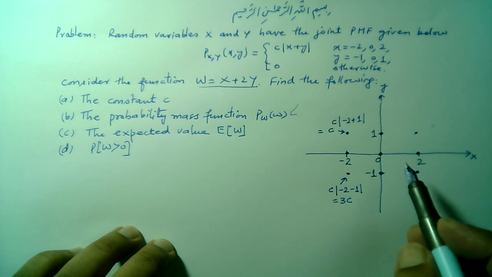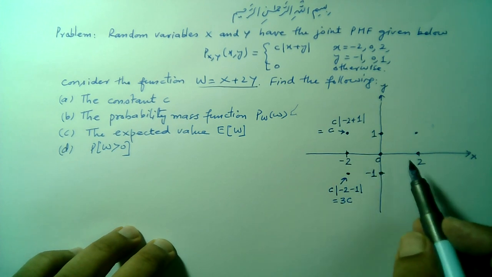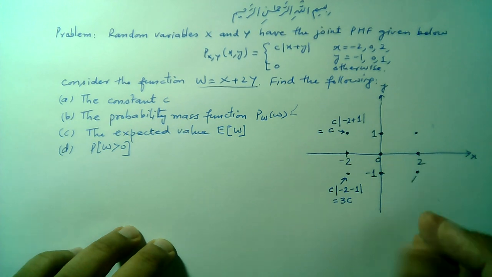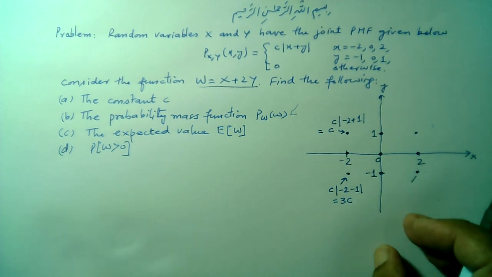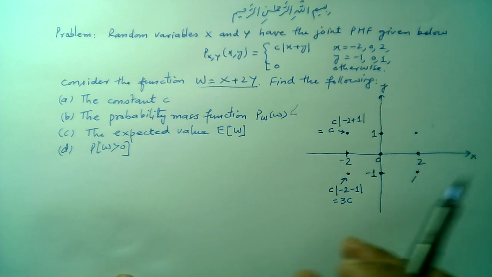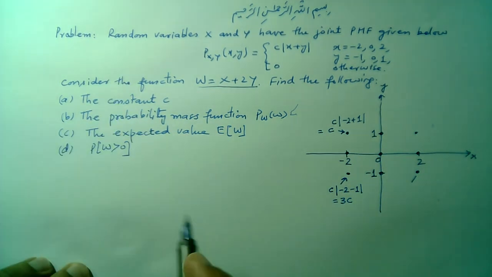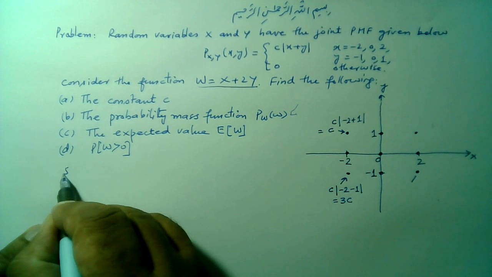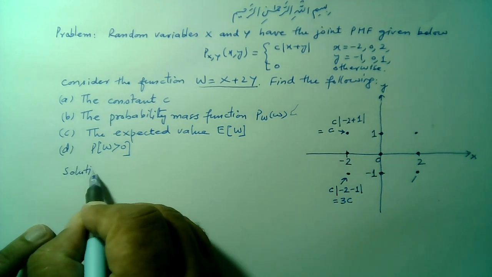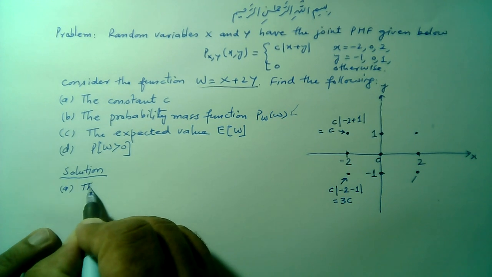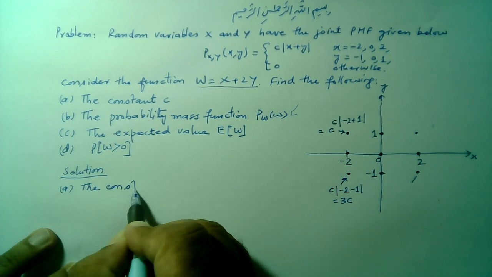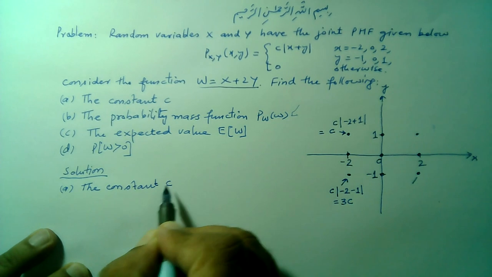In a likewise manner, we can evaluate the probabilities at all these 9 points. And when these values are summed together, the total probability should come out to be 1. So this will answer our part 1. So let's begin now the solution to this problem. Part A, the constant c.